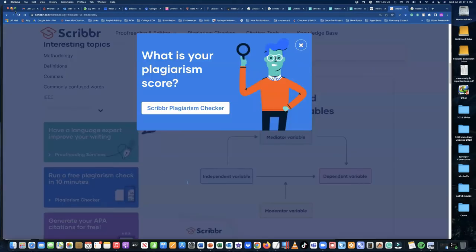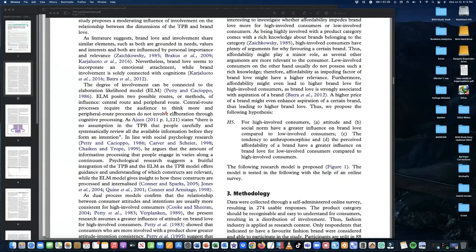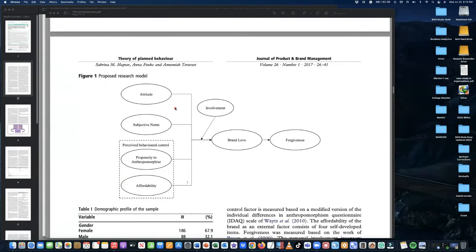Okay. So let's go back. So the moderating role is involvement. Now, this is what we call the conceptual framework. A conceptual framework is always a proposal. So you call it a proposed research model.